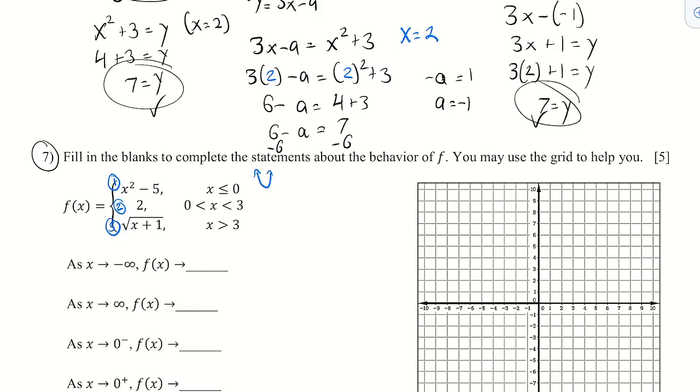The second equation, number 2, is actually a horizontal line at 2, because if it was just y is equal to 2, it would be a horizontal line. And then the last one is a square root function, so it is going to look something like this.